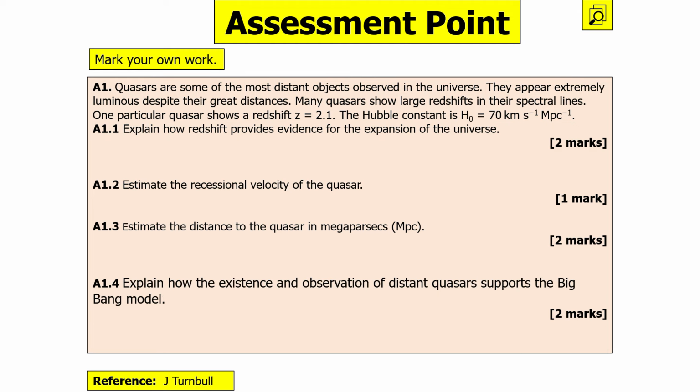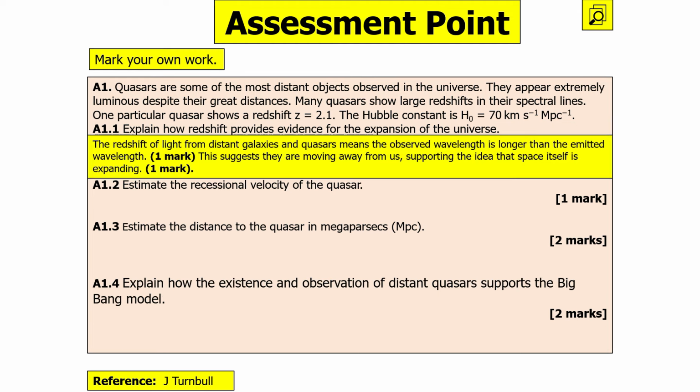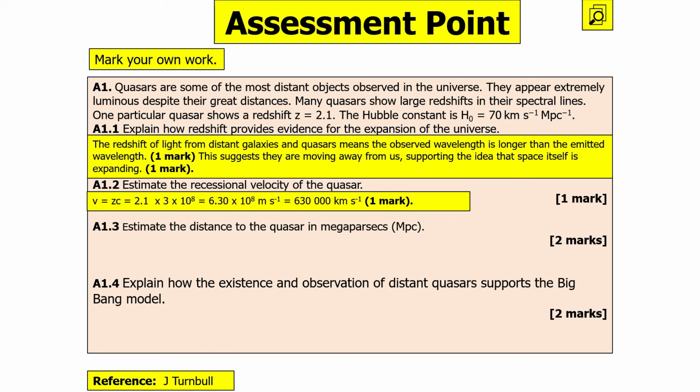So, in this question, how can we use this? The redshift of light from distant galaxies and quasars means the observed wavelength is longer than the emitted wavelength from the quasar. This suggests that they're moving away from us, supporting the idea that space is expanding. Now, we can work out the recession velocity of our quasar as v is equal to zc. We know z to be 2.1, we know c to be 3 times 10 to the 8, so we get 630,000 kilometers per second. We know d is equal to v over H, so 630,000 over the Hubble constant, which is 70, which is 9,000 megaparsecs.